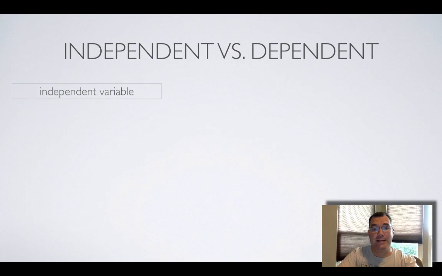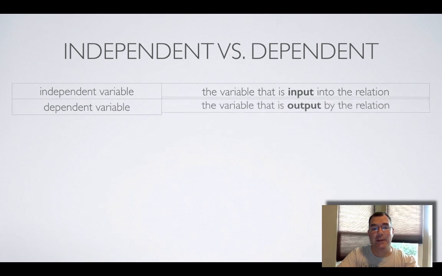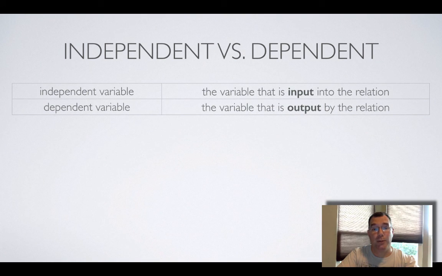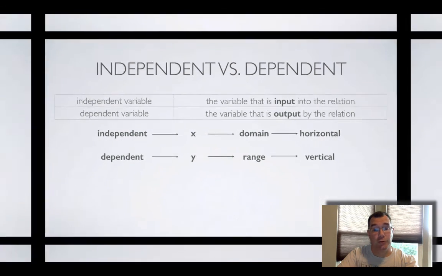Okay, then we talk about independent versus dependent. The independent variable is the one that is input into the relation, and that's usually the x. Between x and y, the independent variable is the x, and the dependent variable would be the y. That's the output, so what you get after you plug in an x into a relation. So independent, x, domain, horizontal, all of those are grouped together. Dependent, y, range, and vertical, all of those are grouped together.